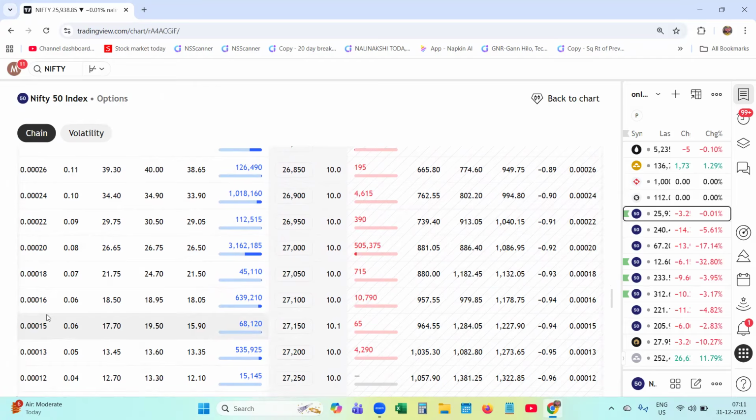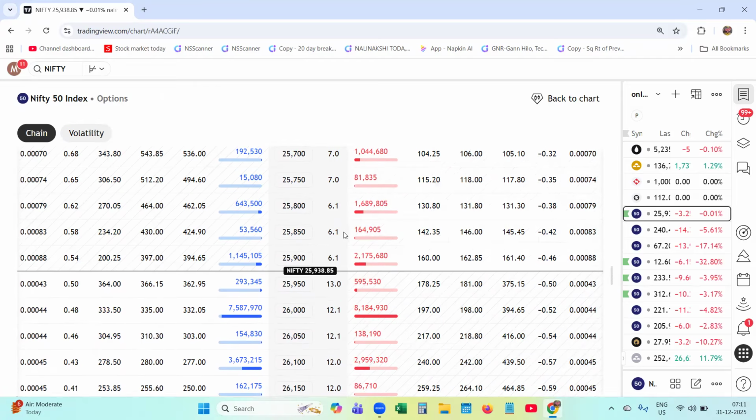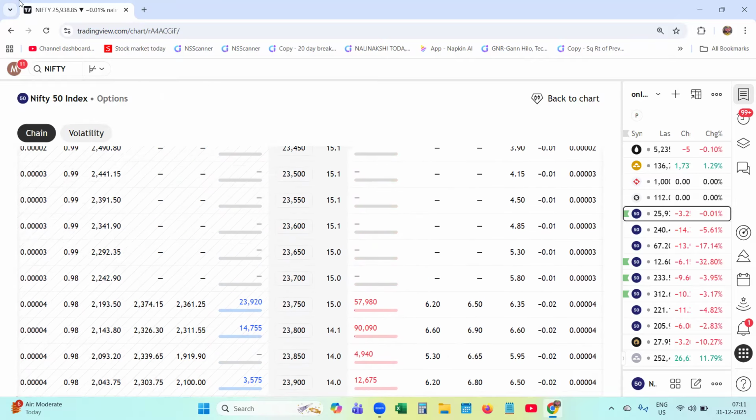This will be helpful for you to hedge your position, for the margin benefits you can do. 0.05, you can go 27,200. Easily you can select. It becomes easy for you. This is how it has been done.